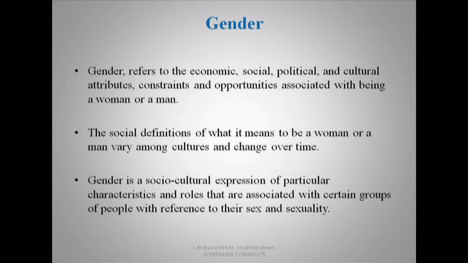Gender. Gender refers to the economic, social, political, and cultural attributes, constraints and opportunities associated with being a woman or a man. The social definitions of what it means to be a woman or a man vary among cultures and change over time. Gender is a socio-cultural expression of particular characteristics and roles that are associated with certain groups of people with reference to their sex and sexuality.